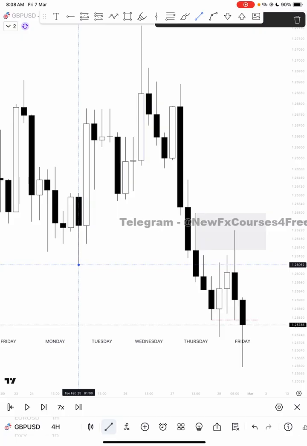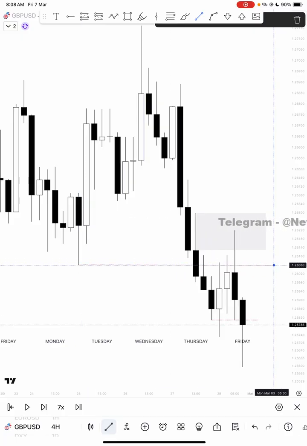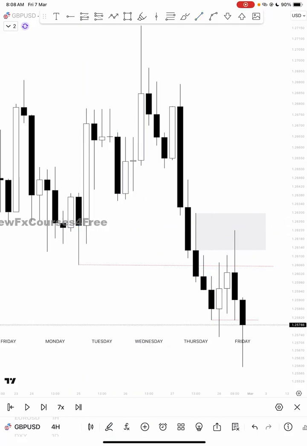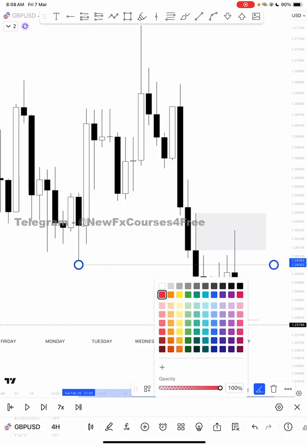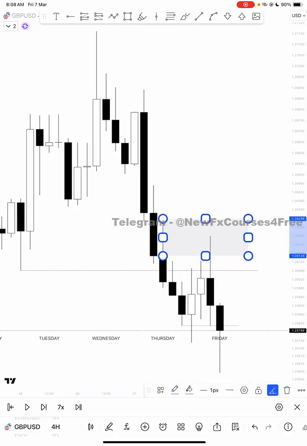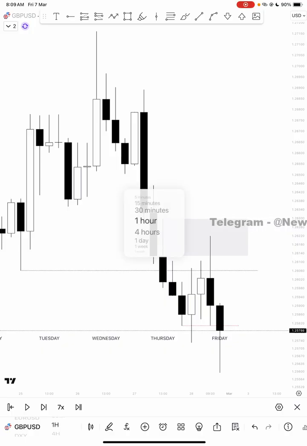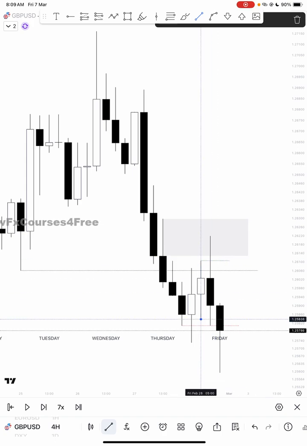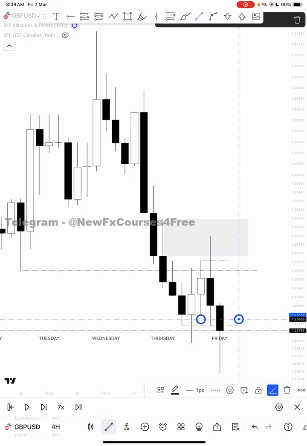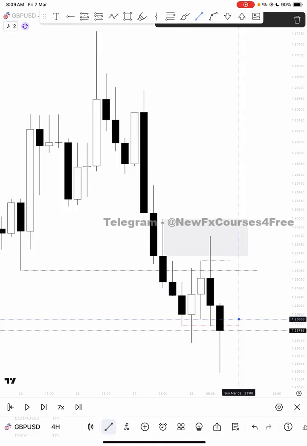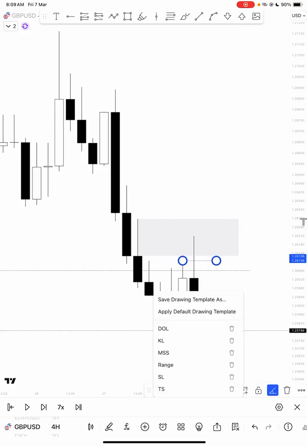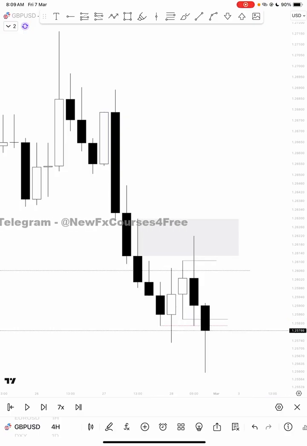here, let me just say here, I wanted to use the body, but let me just use the wick. So you've got your 4-hour mitigation block, and you've got your rejection block also, and you've got your CRT high and CRT low. Let me turn this off so you guys can get a clear view of what I'm saying. So you've got your CRT high and your CRT low, and this is your opening price.